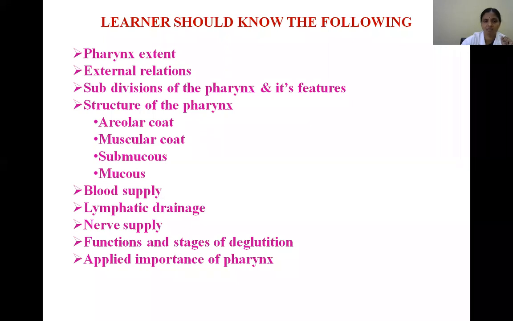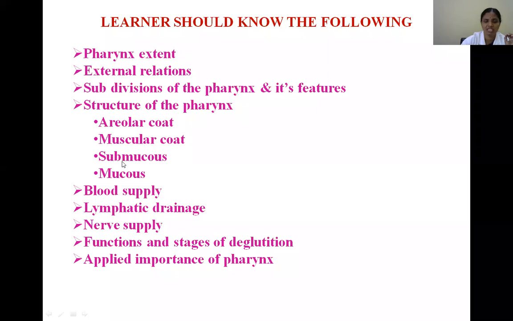Then beneath that, the muscular coat. The muscular coat is arranged in two layers, inner longitudinal and outer circular. It is different from the rest of the GIT, because in GIT, as we already discussed in histology, the musculature is arranged as inner circular and outer longitudinal layers. Here in the pharynx, the musculature is different: inner longitudinal and outer circular. What is the function of these muscles? We'll see in the later slides.